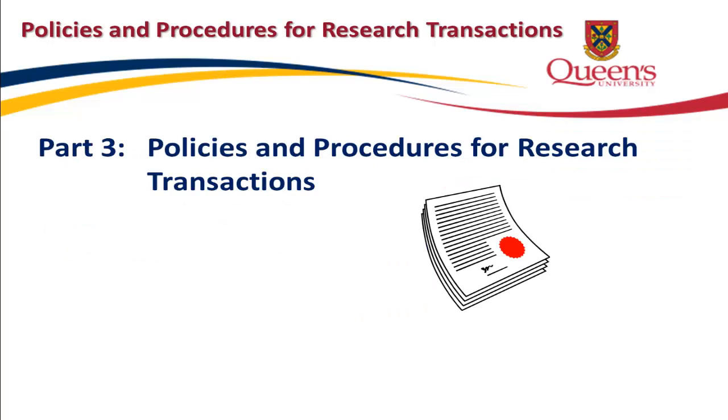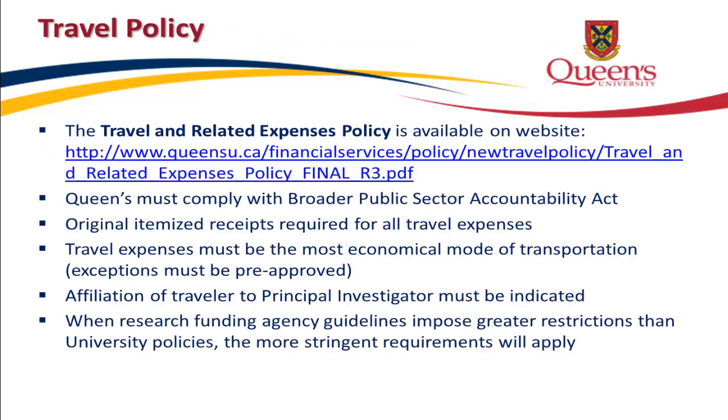The third and final section of this video tutorial will focus on policies and procedures related to research transactions. The Travel and Related Expenses Policy is available on the Financial Services website. Queen's University is considered a designated broader public sector organization and is required to comply with the Broader Public Sector Accountability Act. Therefore, original itemized receipts are required for all travel expenses.